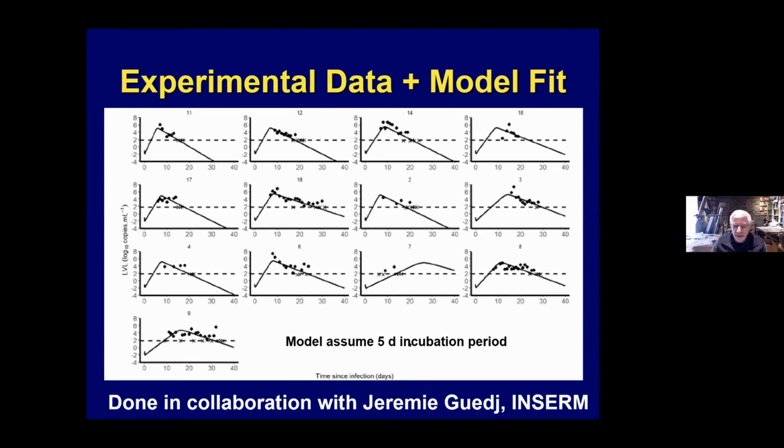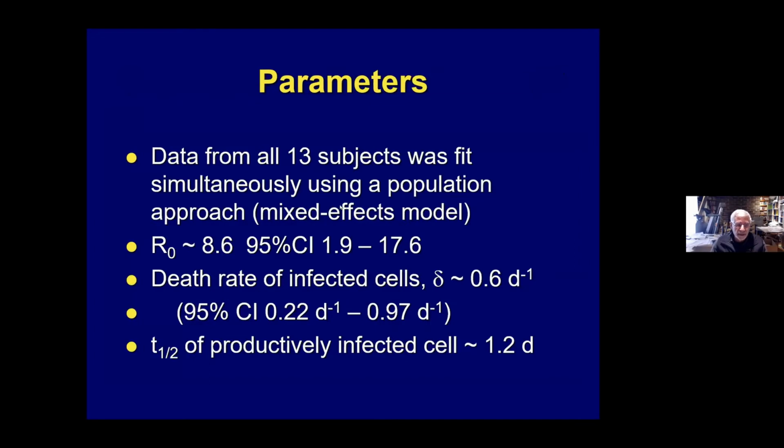We assumed a 5-day incubation period because data was only collected once the patient was symptomatic. This work was done in collaboration with an ex-postdoc and now close collaborator, Jeremy Gage. We fit the data using a population approach, in a program called Monolix. We could estimate R0. The confidence interval is quite large because the data is sparse.